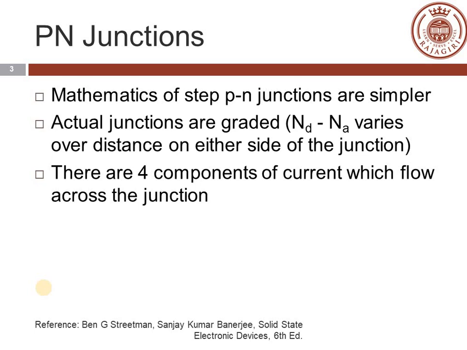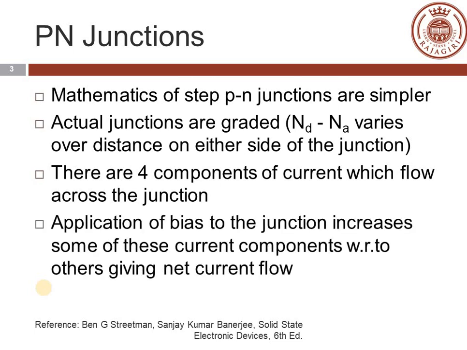There are 4 components of current which will flow across a PN junction. We have seen those components, which consist of the drift component and the diffusion component, in which drift has an electron as well as a hole component. Similarly, diffusion has an electron as well as a hole component of current.